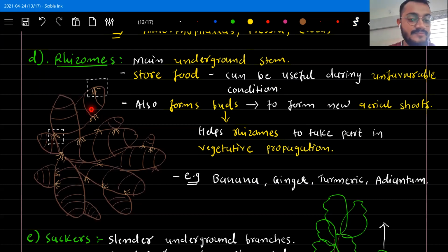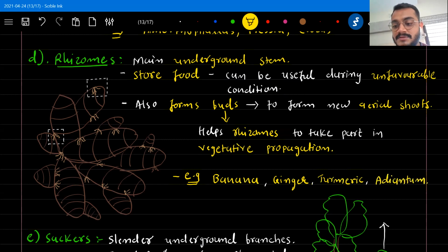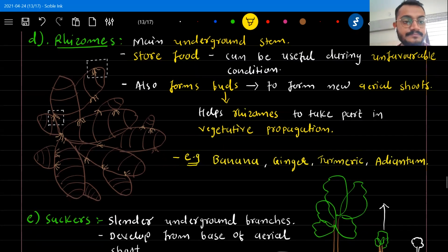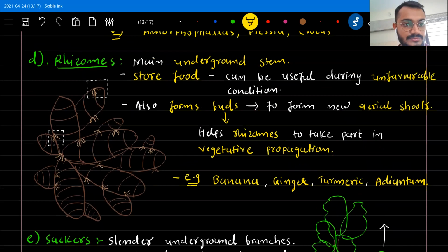These are the rhizomes. They also take part in vegetative propagation. So if you cut down that portion of the ginger with the rhizome and plant it into the soil, it will give rise to a new plant, and lots of new ginger will be developed. Again, the examples are banana, ginger, turmeric, and adiantum. So this is the rhizome.